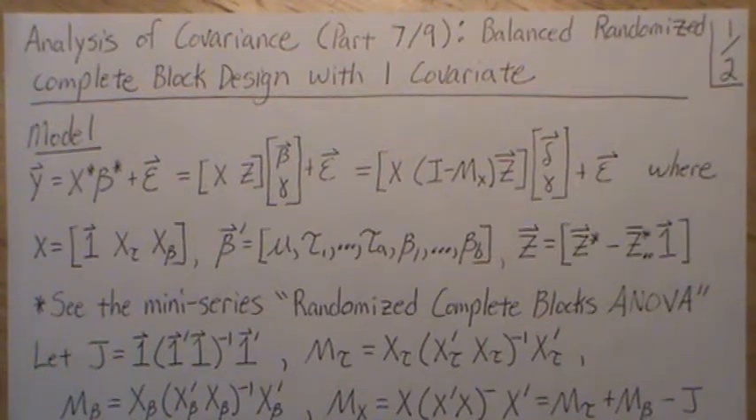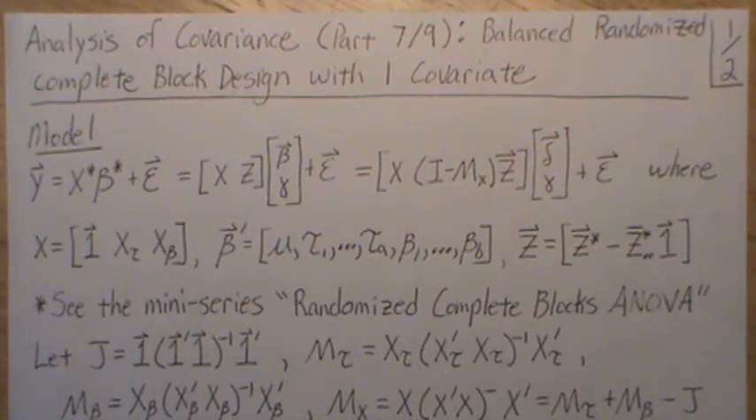Hello, this is the next video in a playlist that I'm calling General Linear Models Design of Experiments. And within that playlist, we create little mini-series that deal with the different types of experimental designs. This mini-series, we're looking at analysis of covariance, and this is part 7 of a 9-part series.